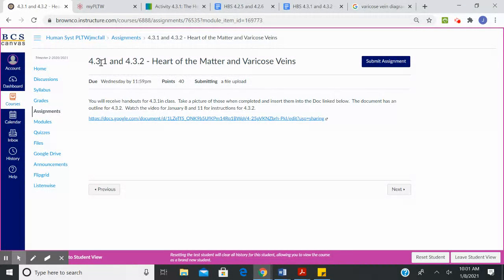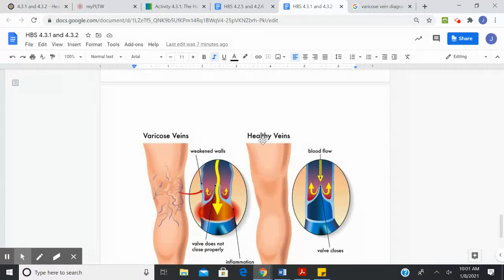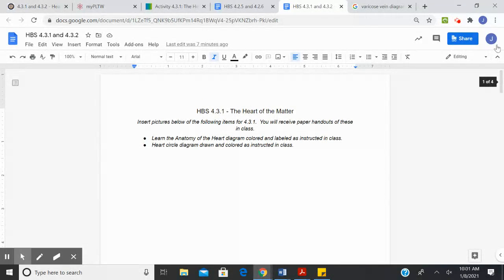So we're going to do 431 basically in class, most of the 431 stuff. So when you click on this document, it opens here. And let's go up to the top. And so it says insert pictures below of the following items for 431. You'll receive paper handouts of these in class, or you'll draw them in class. And so one of them, I don't have them on here right now, will be the anatomy of the heart. So we're going to start to look at the heart.